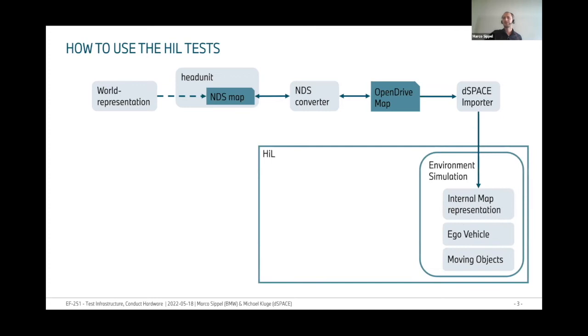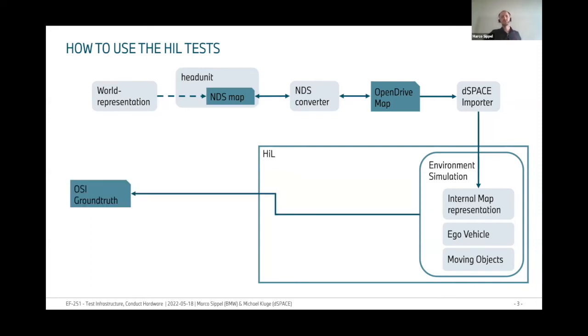And then we download the map into our HIL, in the internal map representation, into the simulation, which also includes the ego vehicle and other moving objects that are necessary for our test. With the content of the environment simulation, we create ourselves an OSI ground truth, which is kind of abstracted information: where are all the objects and how does the map look like.